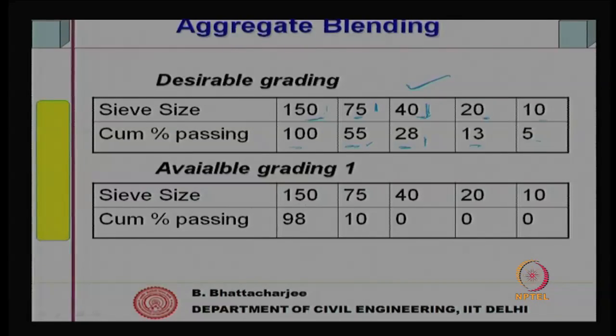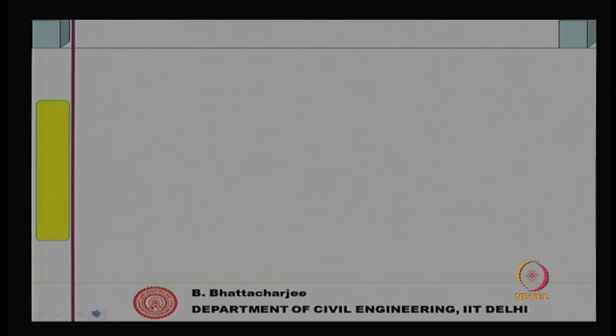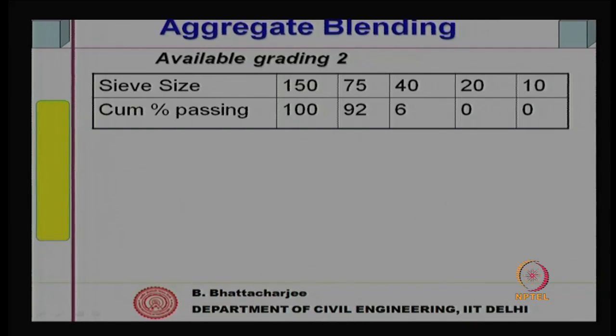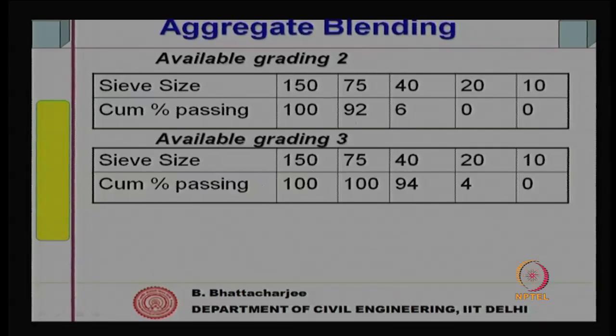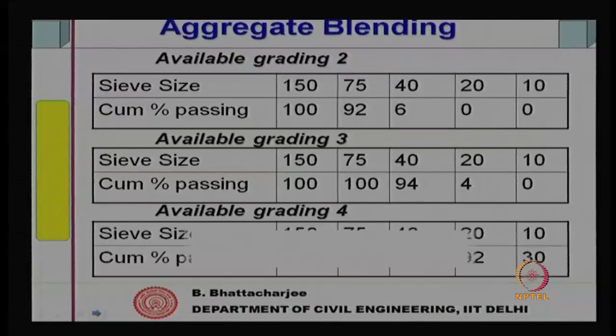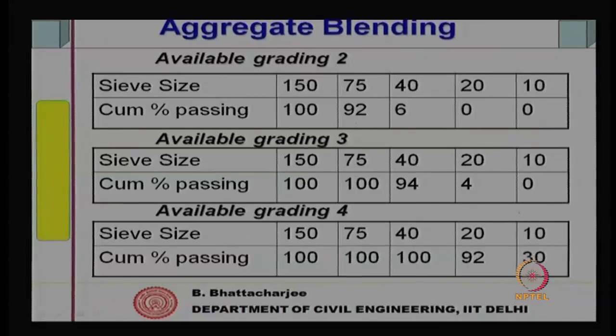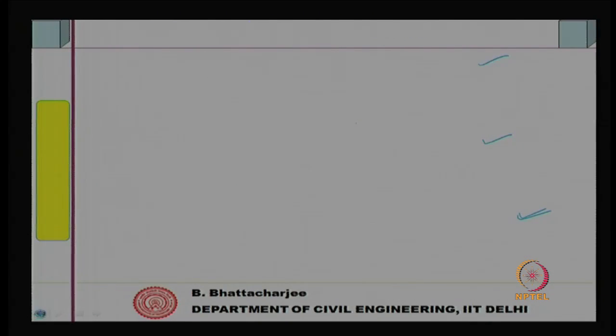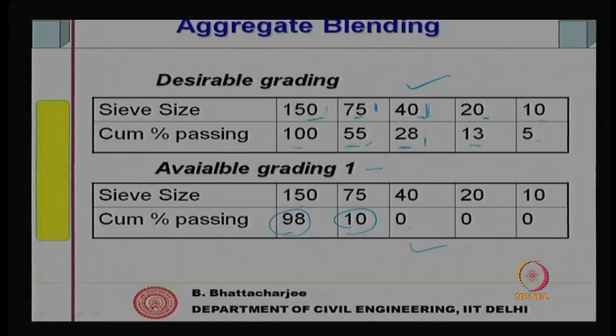What is available to me is 98% passing through 150, 10% passing through 75, this is grading 1, and nothing passing through this. And I have got a second aggregate: 150, 100%, 75, 92, then 46, nothing through 20 and 10. Then I have a third: 150, 100, and something available here also. And the fourth one has a large number of fines. So these are finer particles, less fine, still lesser fine, and this is the coarser one. I want to get a blended aggregate satisfying this desirable grading.